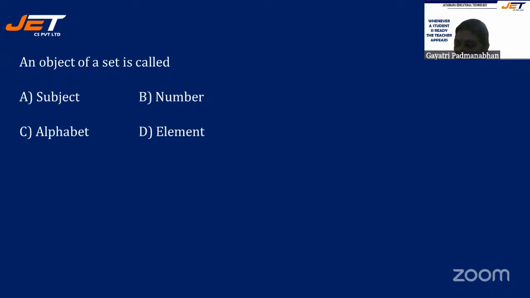Yes, Kavishri, you're right. Now we have moved on to the next question. An object of a set is called dash. Subject, number, alphabet, element. All right? Umesh says option 2. It is option D. That is element. Yes. Nitin says element. Correct. Nitin, you're right.